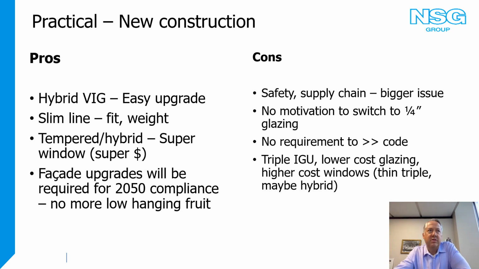The cons: as you deal with these safety issues and the supply chains of some of these tempered issues, it starts to become a bigger issue, because you need a testing protocol to get this as an NFRC certification. These are still emerging technologies, so some of this stuff is still in development. And if you have a 3/4 inch or 7/8 inch IGU that meets your needs today and is code compliant, and people are happy to buy it, what's the motivation to go to a thinner product that does a little bit better than that?